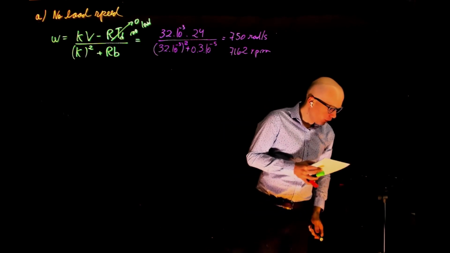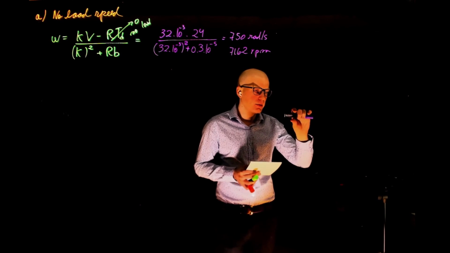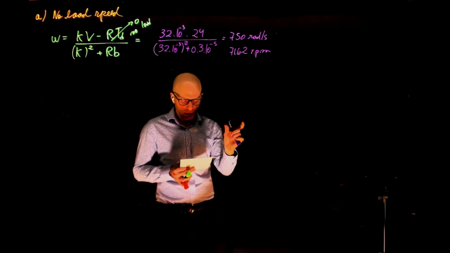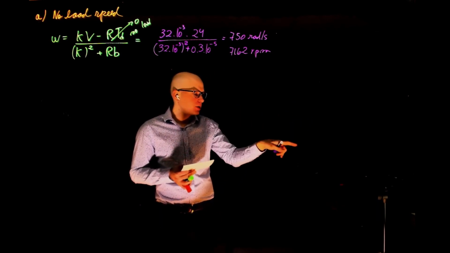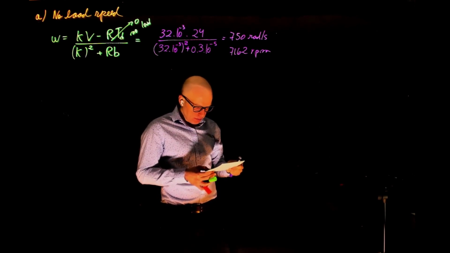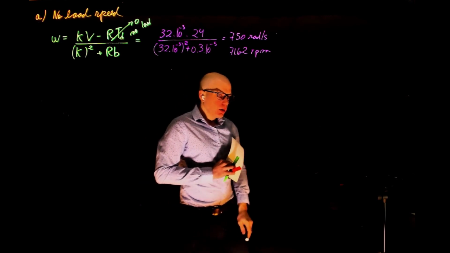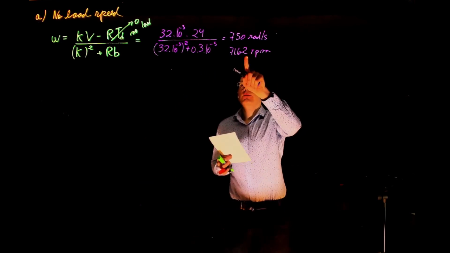This RE40 is a motor I use in the lab. It has a 40 millimeter diameter. It's quite small. We can see from the specifications and from the speed it reaches that these are indeed very good motors. Okay, so 750 radians per second.